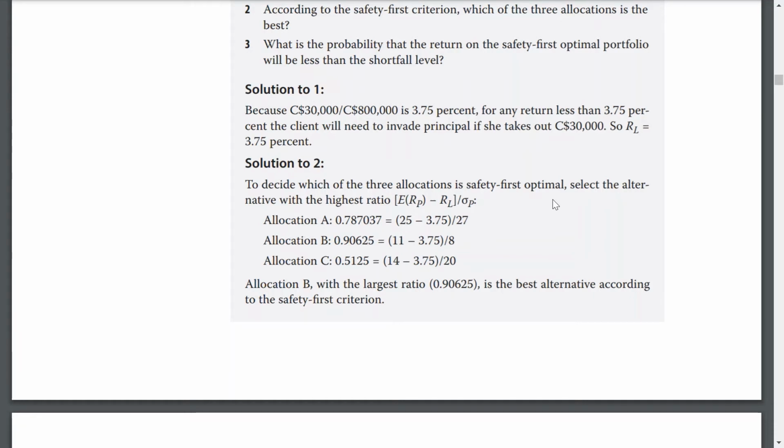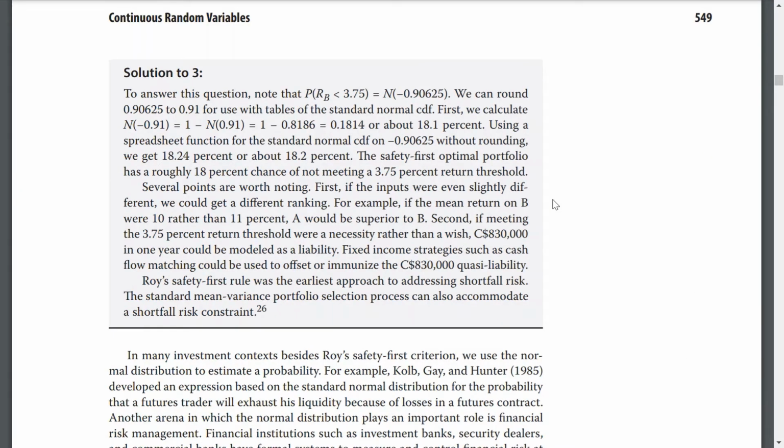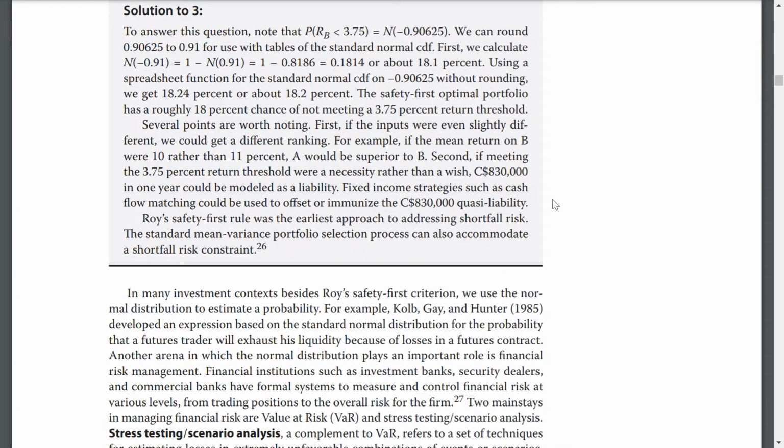Allocation of C is this. Allocation of B, with the largest ratio of 0.90625, is the best alternative according to the safety first criterion. Solution to 3: to answer this question, note that the probability of RB being lesser than 3.75 equals N of negative 0.90625. We could round this to 0.91 for use with tables of the standard normal CDF.